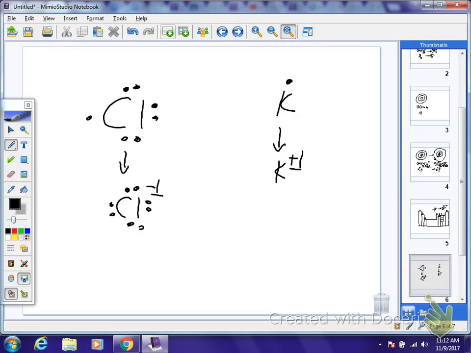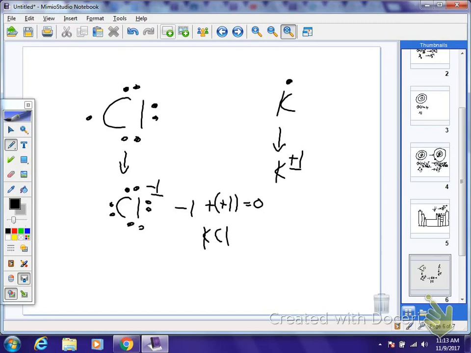So, is 1 of each, when we add them together, would we get 0? Right? If I would take this one and add it to this +1, I get 0, right? And that's what I want. Every combination has to be 0. So this formula would be KCl. That's what it would be. If we have a bunch of them floating around, they'll always combine in a same ratio, 1:1.